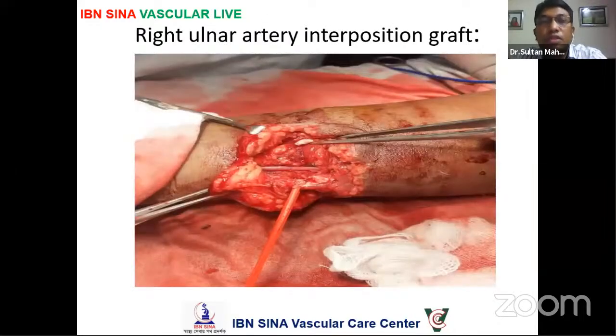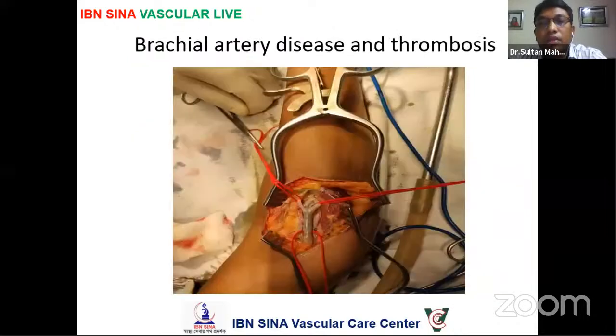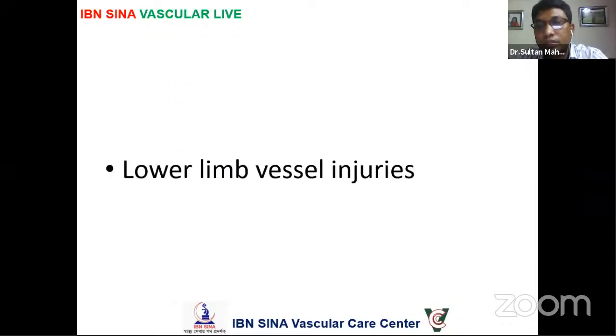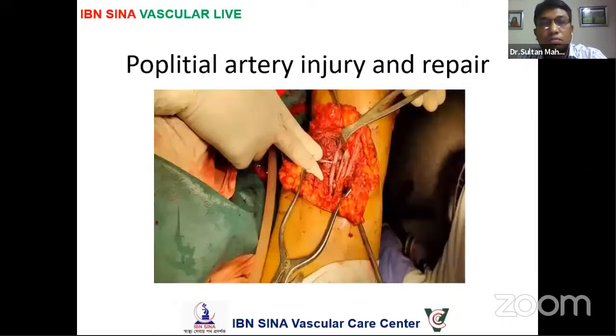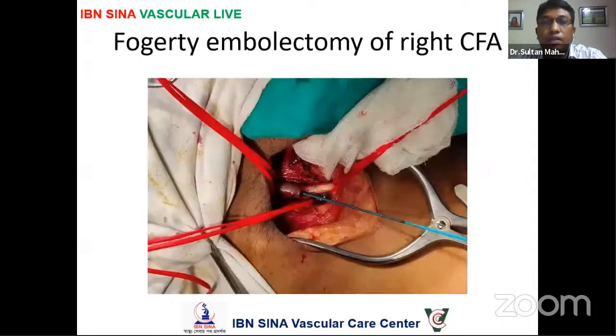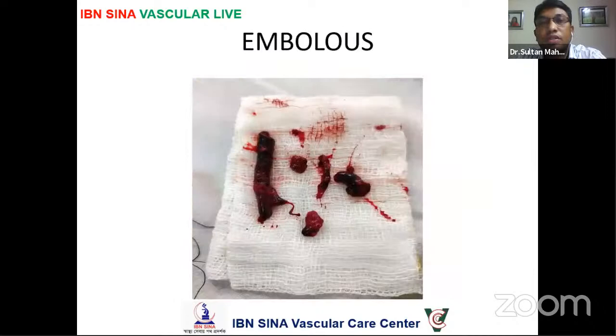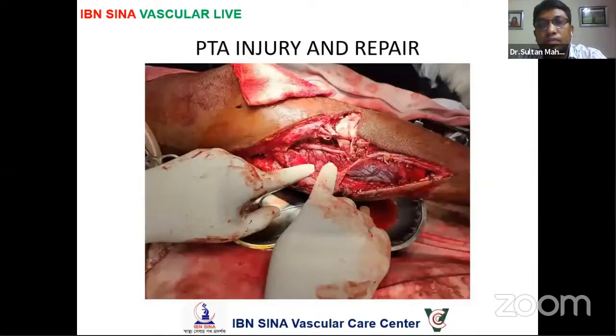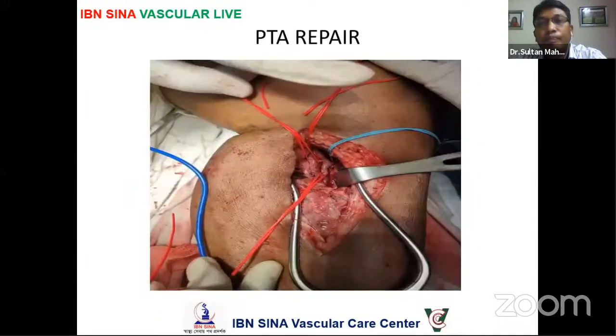This is an interposition graft of the ulnar artery. This is a traumatic thrombosed brachial artery. In case of lower limb vessel injuries, this is a popliteal artery injury and repair. This is acute limb ischemia due to thrombus in the femoral artery. PTA injury and repair. PTA repair.